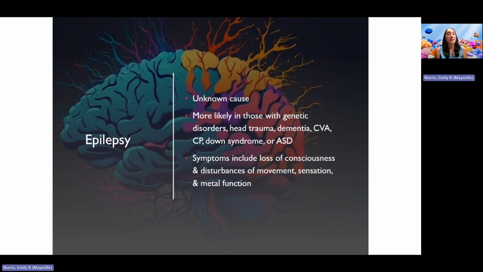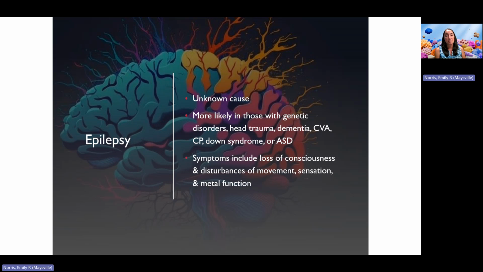Epilepsy, we don't exactly know the cause of epilepsy. It feels like there's a lot of things that contribute. It is a chronic condition. It's characterized by seizure activity. It's caused by temporary brain dysfunction related to hypersynchronous electrical discharge of cortical neurons. So the neurons in the brain are firing excessively.